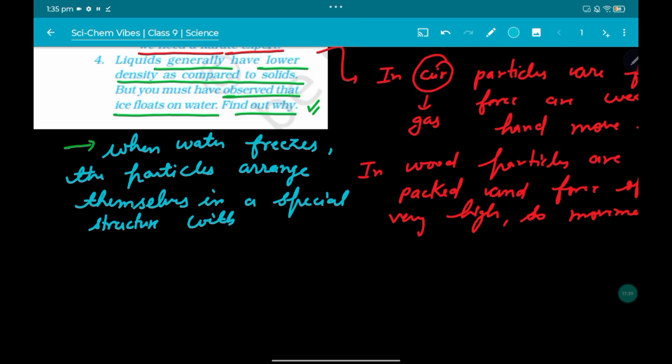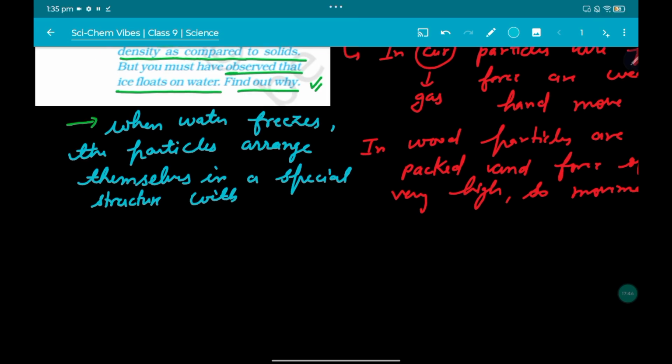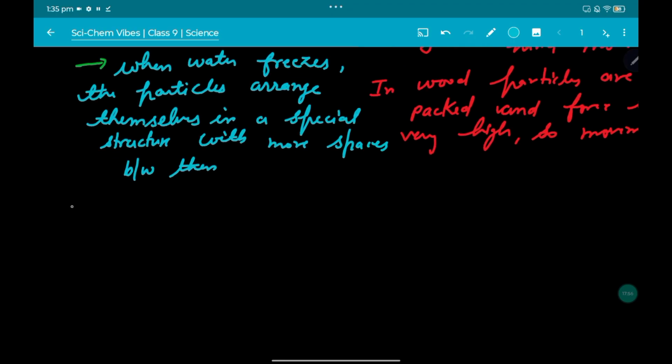But science and chemistry contain many exceptional cases. When water freezes, the particles arrange themselves in a special structure with more space between them. Because of this, volume increases and density decreases. Got it? Since ice has lower density than water, it floats.